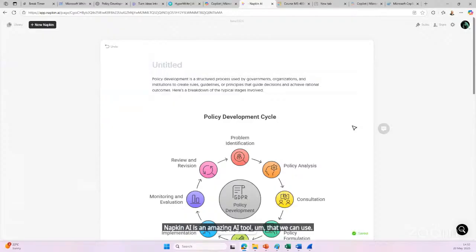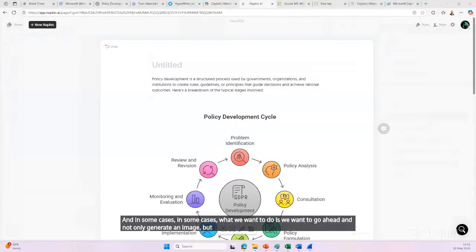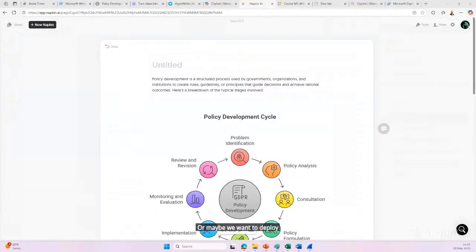And in some cases, what we want to do is not only generate an image, but we want to generate an animated image. Or perhaps we want to generate something based on source text, and we want it to be animated and deploy that to our YouTube channel. Or maybe we want to deploy that to our e-learning channel.